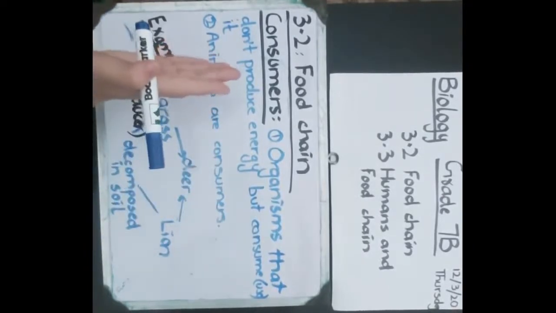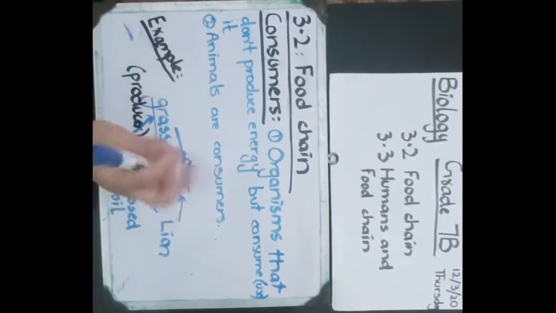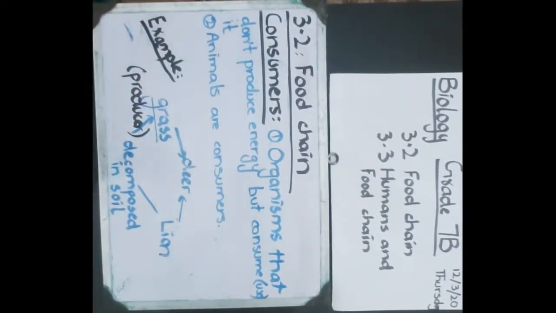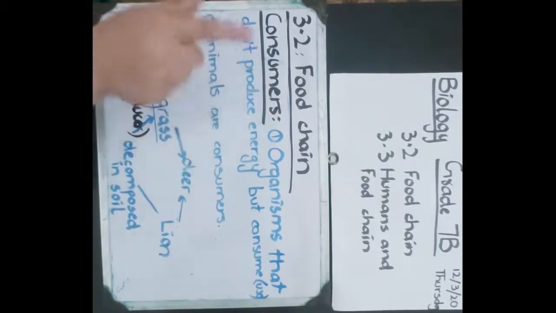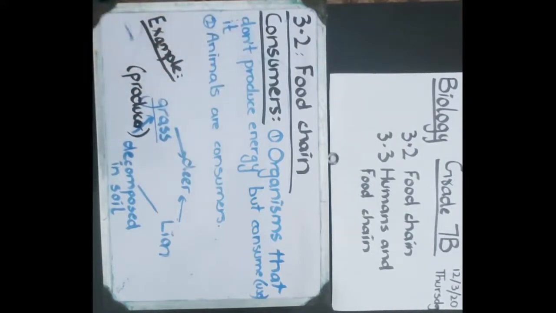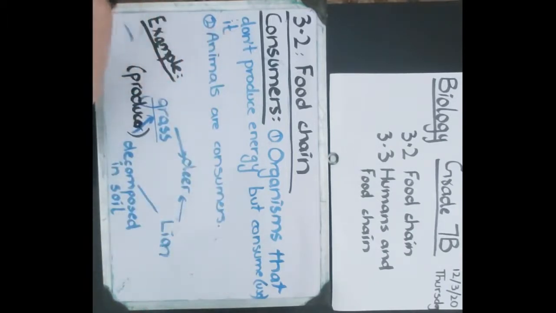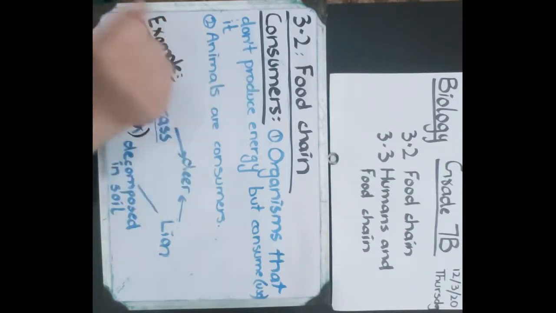So now we have consumers, the second part of the food chain. Number 1 was producers. Number 2 is consumers. Producers were the organisms that produce food. Now consumers, the word comes from consume. Consume means use. So the organisms that don't produce energy but consume or use it are called consumers. I repeat, organisms that don't produce energy but consume it, use it, are called consumers.